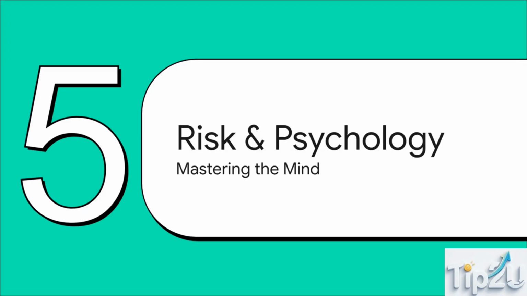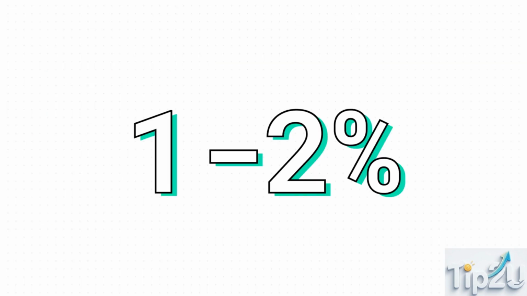Finally, Section 5, Mastering Risk and Psychology. Here's the hard truth. You can have absolutely perfect chart reading skills, but without strict risk management, one single bad trade can wipe out months of hard work. Professional traders live by a golden rule. They never, ever risk more than 1 to 2% of their total trading capital on any single trade, period.